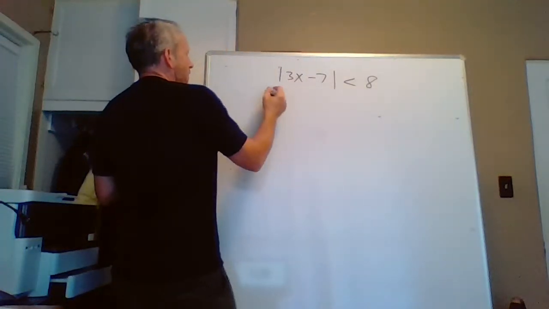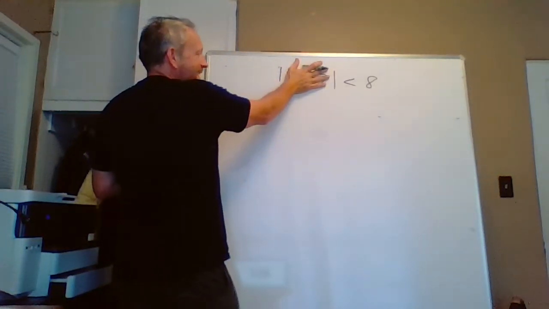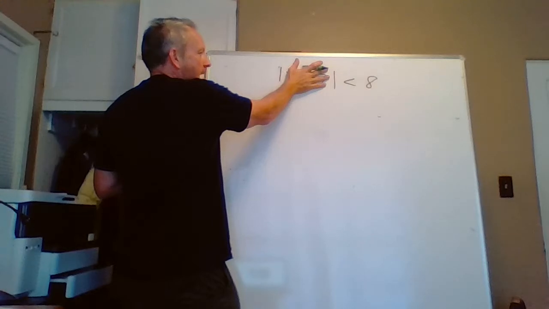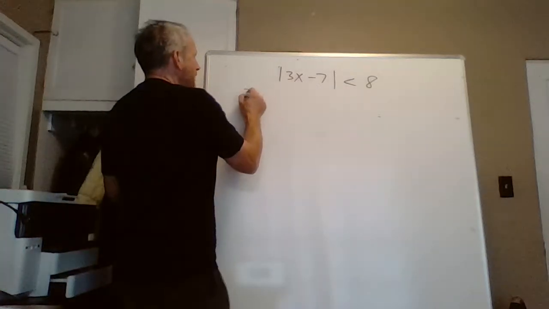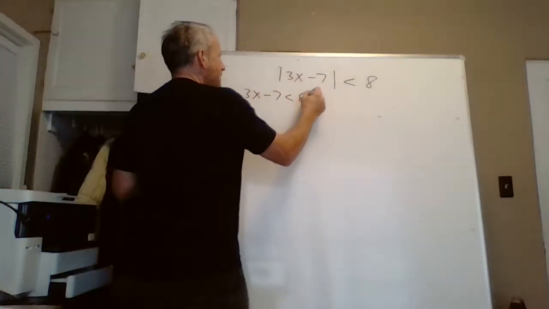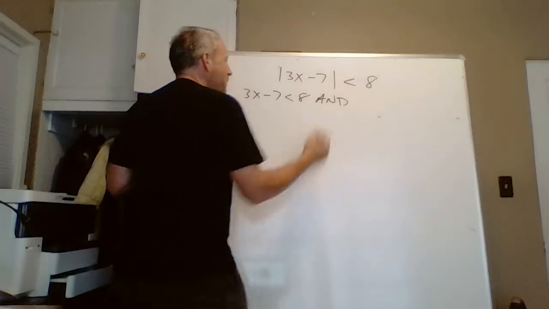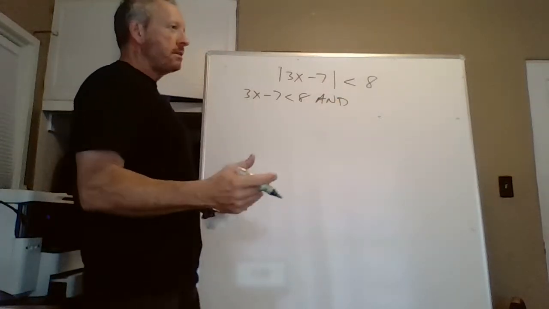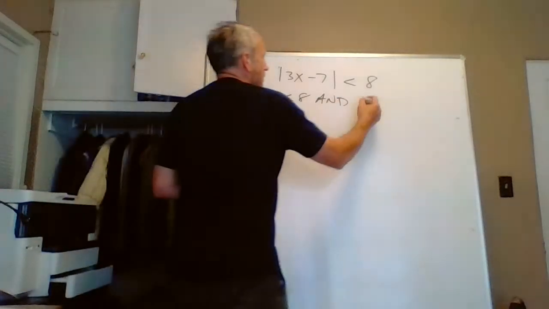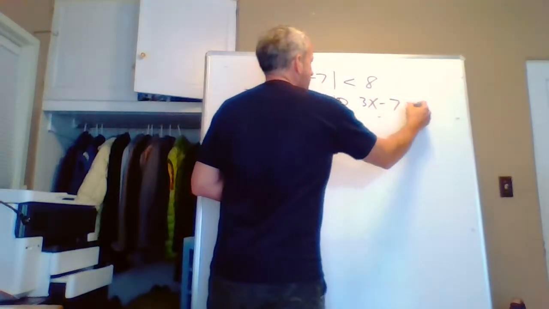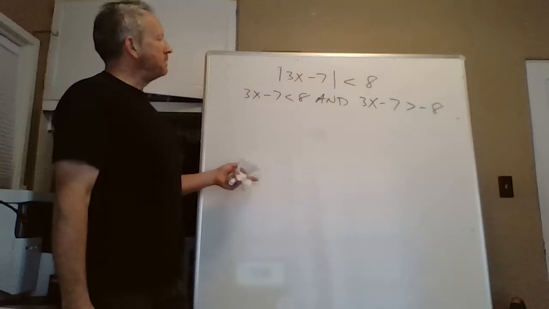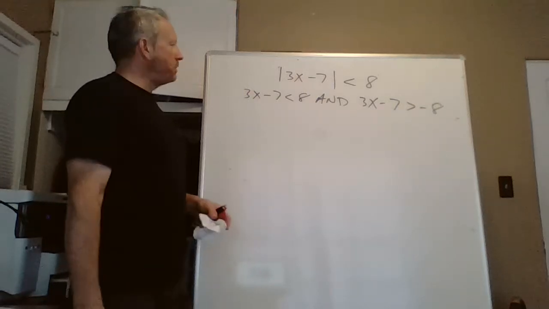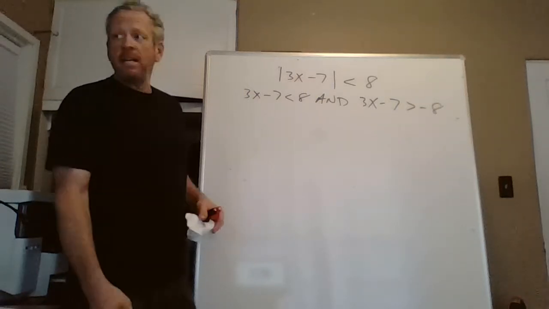So again, what does this mean? It means this object's distance from 0 is less than 8. If you are closer to 0 than 8, it would mean that certainly you have to be less than 8. But, meaning at the same time or simultaneously, 3x minus 7 is greater than negative 8. And this is a compound inequality, and we'll solve it just as is stated in the book.